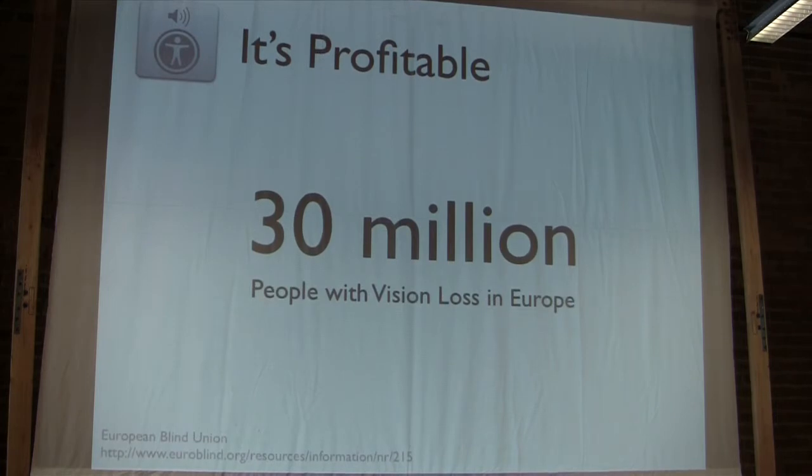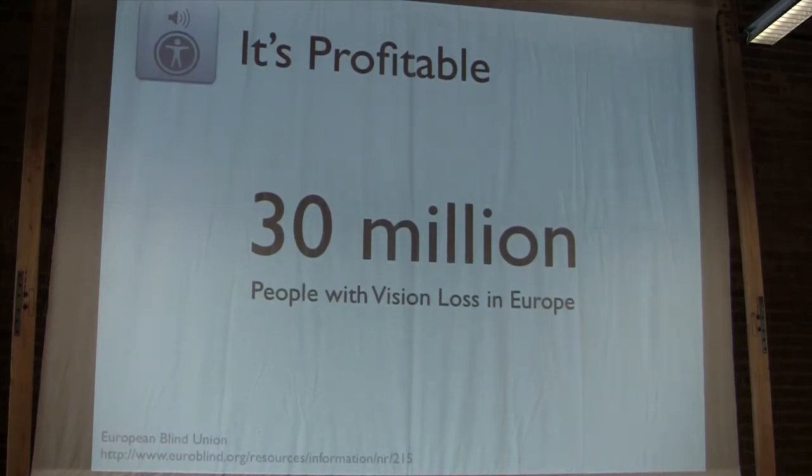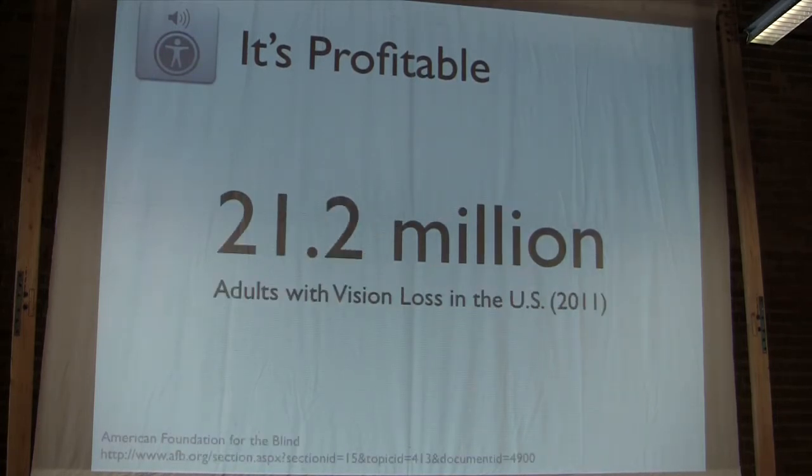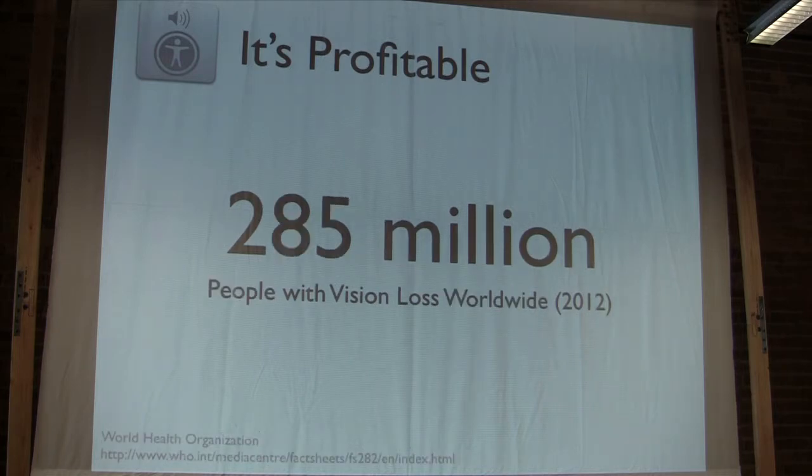There are over 30 million people in Europe that have some sort of visual disability. There's over 21 million with some sort of vision loss in the US, and 285 million people worldwide with some sort of vision loss.